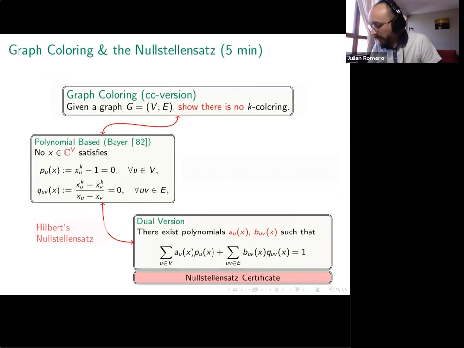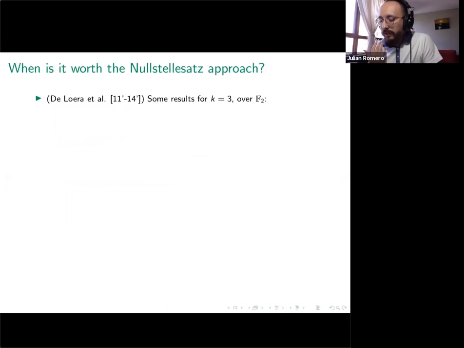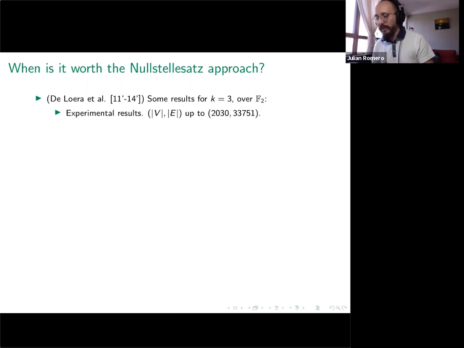This kind of approach for coloring problems was first introduced by Jesús De Loera, who is a professor at UC Davis. He studied how this actually performs computationally, and he studied what happens with the 3-coloring problem. For 3-coloring, instead of using the complex numbers, you can use computation in F2. This allows him to run the system of linear equations really, really fast. He worked out experiments using graphs with up to 2,000 vertices and 30,000 edges, which is kind of interesting.